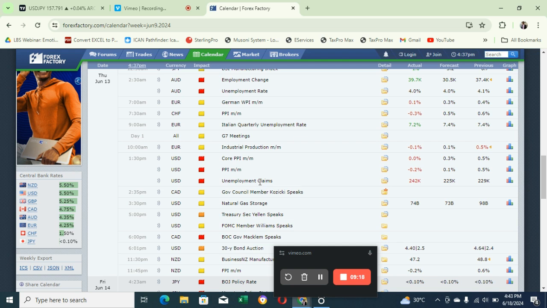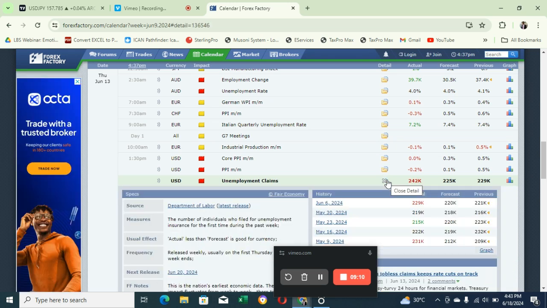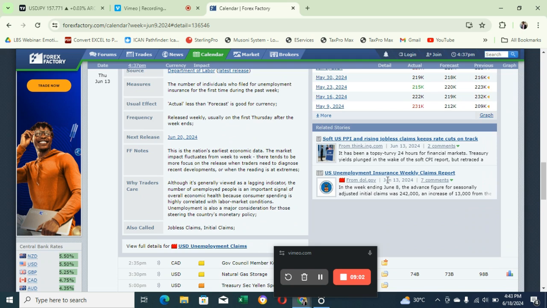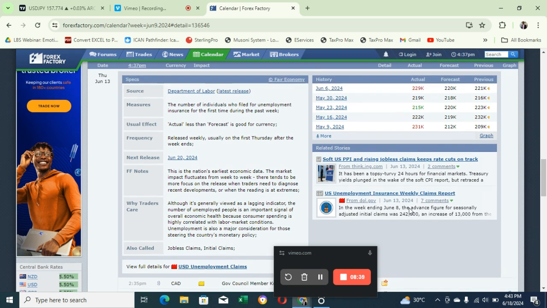This unemployment claim news that happened on the 13th of this month is also negative, so it's going to have a high impact on the economy because it shows the number of people that are unemployed, the number of people that file for unemployment insurance in the US. So it's going to have a high impact on the economy of that particular currency pair, which is the US-based currency. They call it jobless claim, or we can call it initial claim.